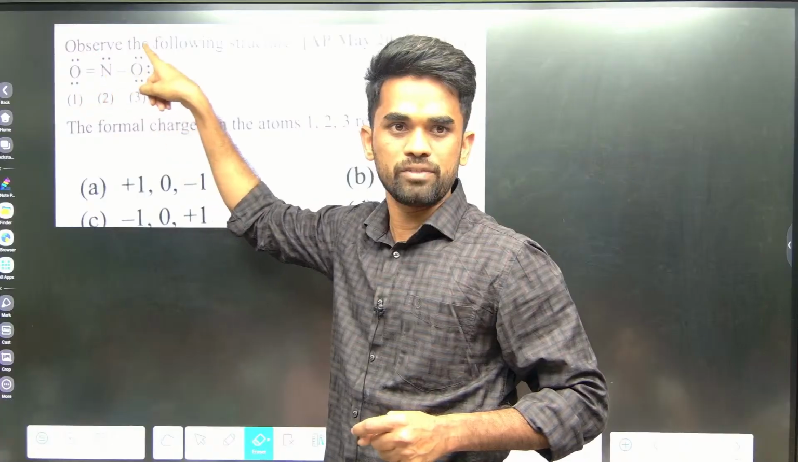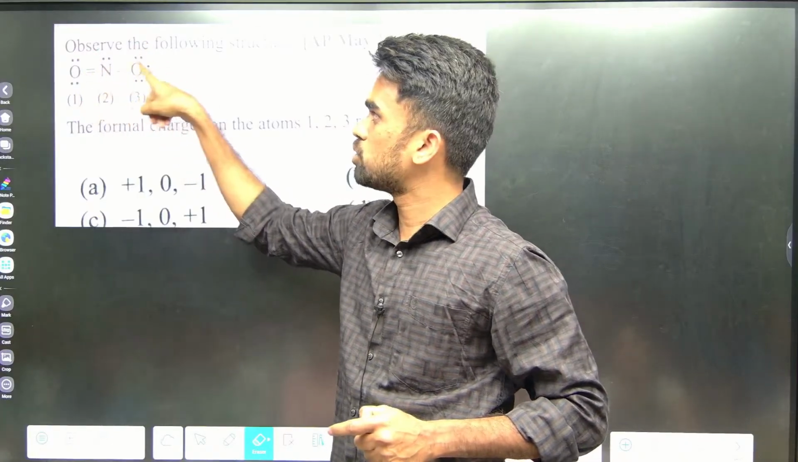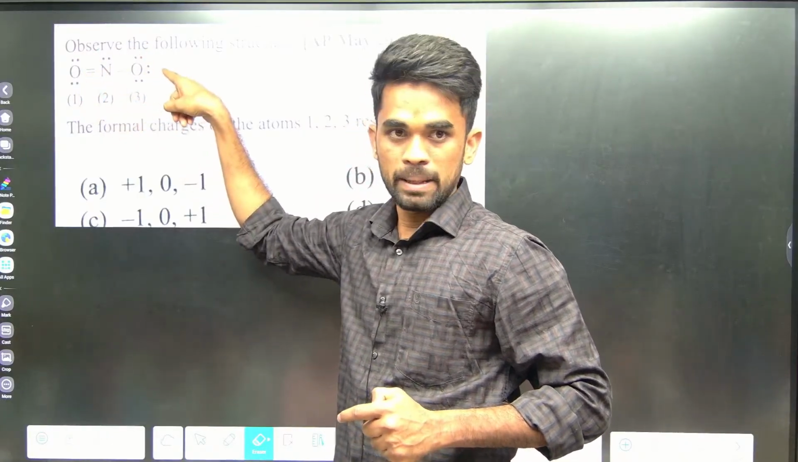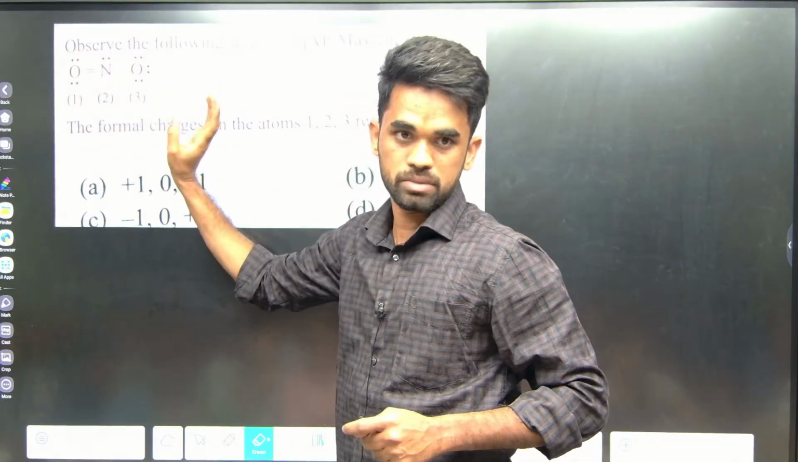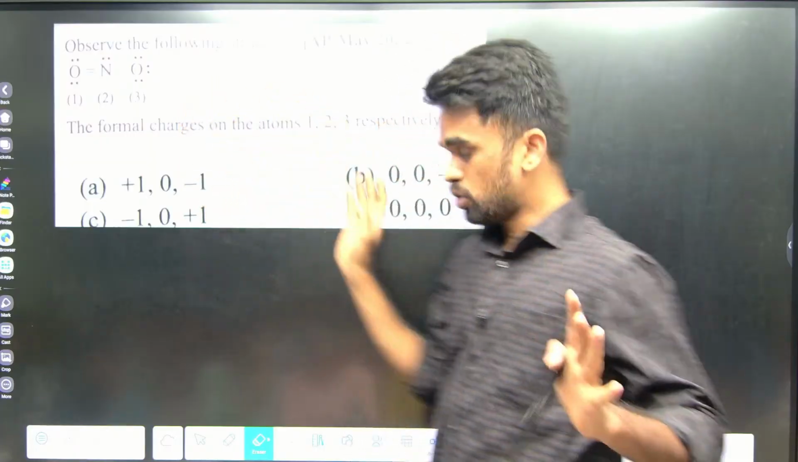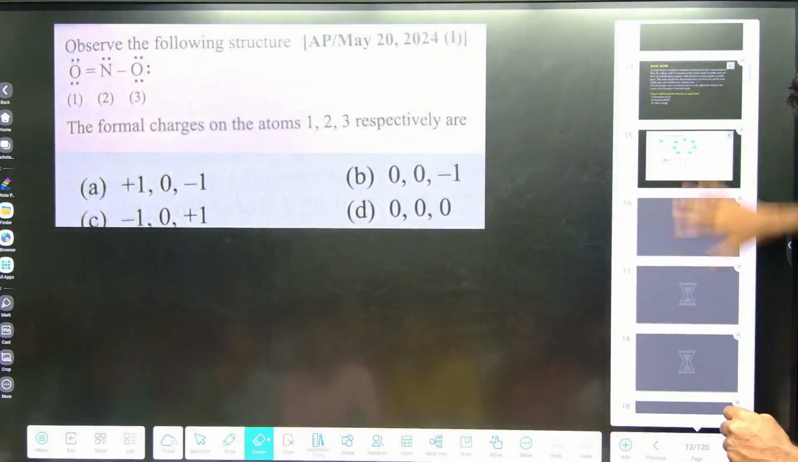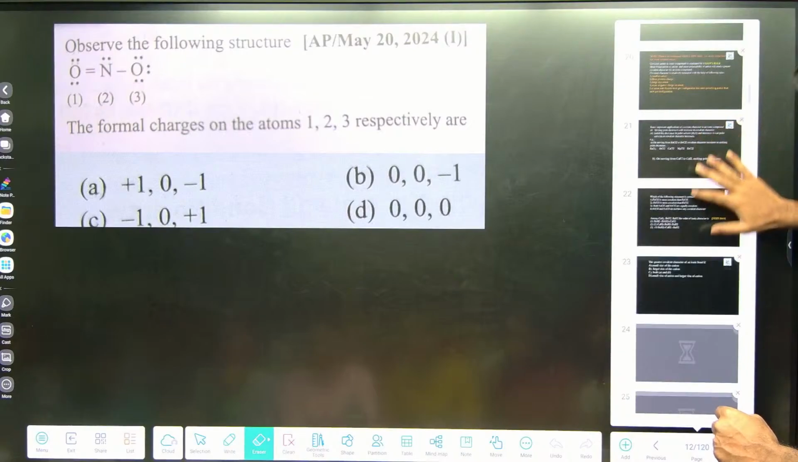Once again, you solve it if you haven't solved. Like NO2, they have mentioned with this structure. Okay, now try to give the formal charge for the 1, 2, 3 atoms. Okay, you do it. Next, we started discussing hybridization.